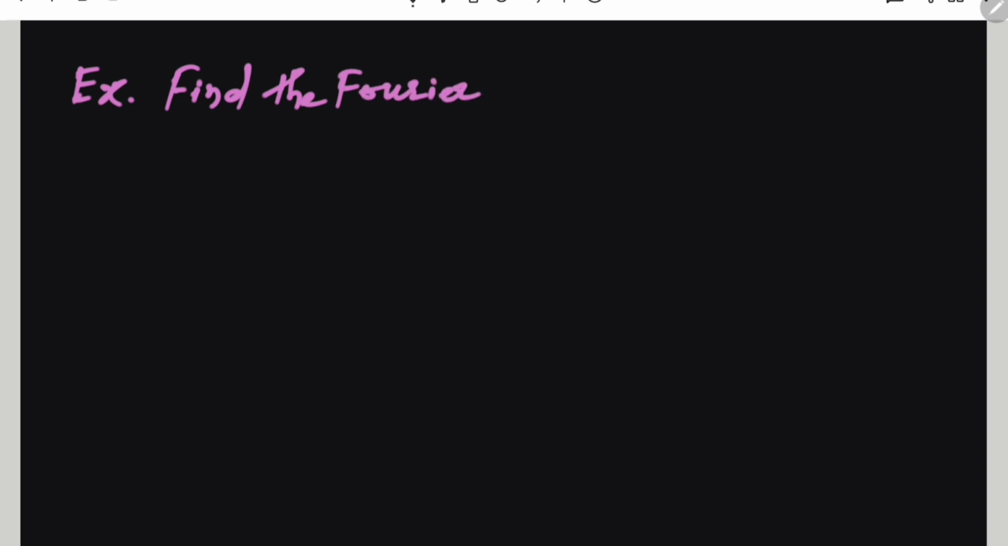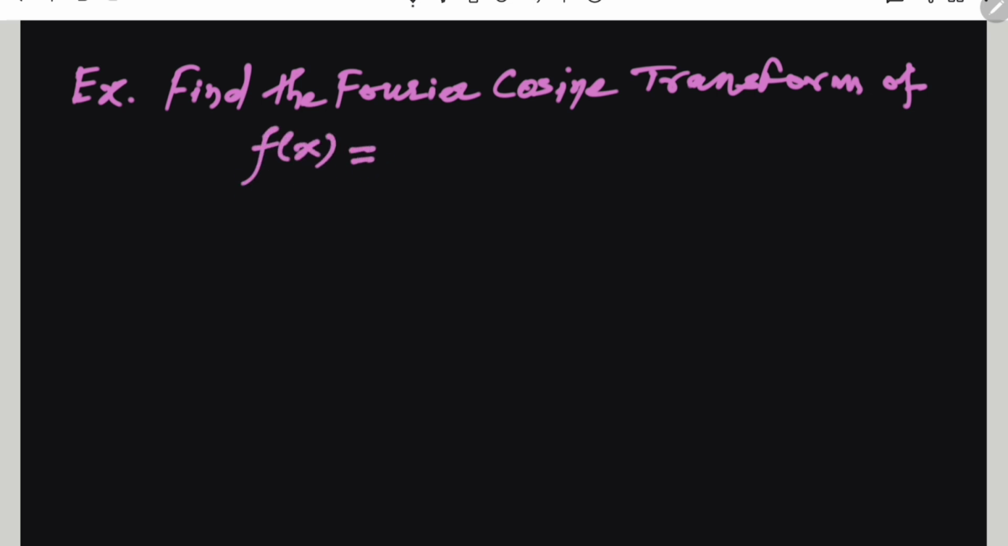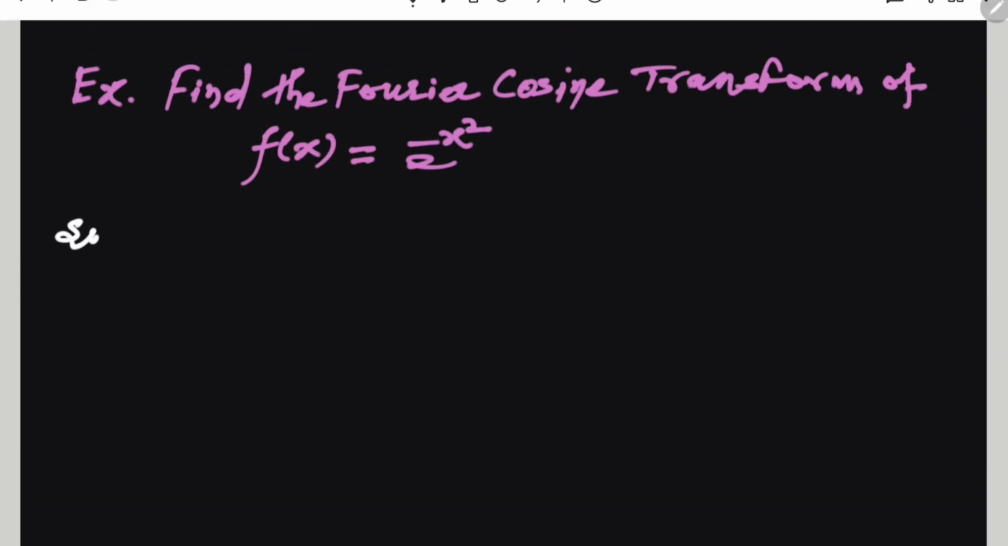Example: find the Fourier cosine transform of f of x is equal to e raised to minus x square. Watch the video completely for a clear understanding. As here we are required to find the Fourier cosine transform of the function f of x equal to e raised to minus x square.